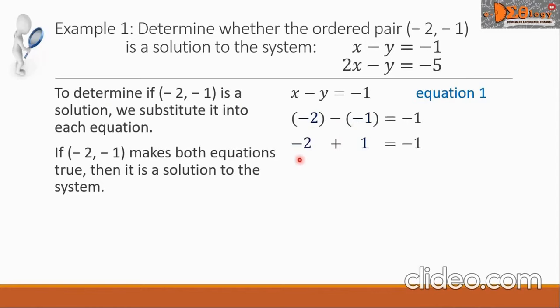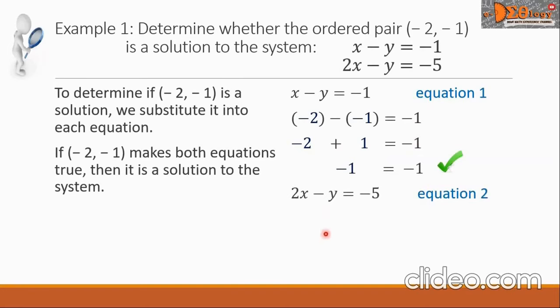Simplifying the left side, -2 plus 1 is now -1, and we can see that this is equal to the -1 on the right side. So the ordered pair makes the first equation true. Let's take the second equation, 2x minus y equals -5.